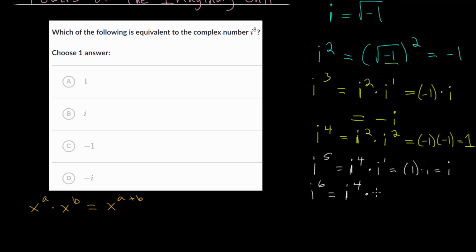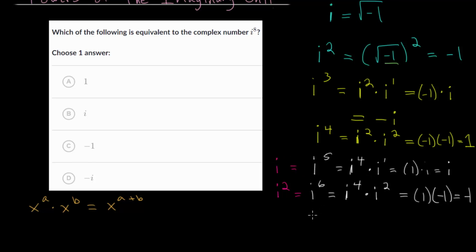And we would also have an i squared, since if you add the exponents, you get 6. Now i to the 4th we know is 1, and i squared we know is -1. So i to the 6th is -1. Or in other words, i to the 6th is just equal to i squared. Whereas again, i to the 5th was equal to i.